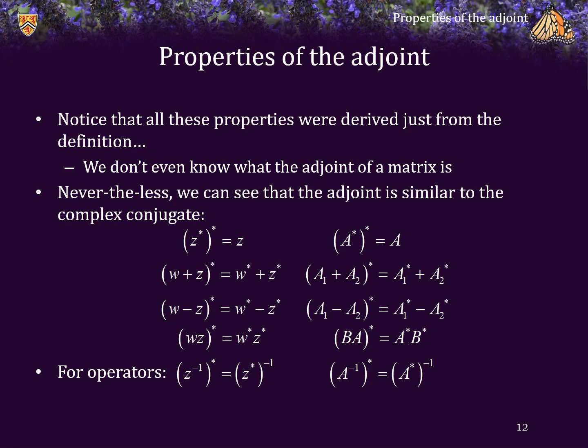Also, recall that if Z is a non-zero complex number, then the conjugate of the reciprocal is equal to the reciprocal of the conjugate. The same holds for linear operators that are invertible. The adjoint of the inverse of a linear operator is equal to the inverse of the adjoint of that linear operator.